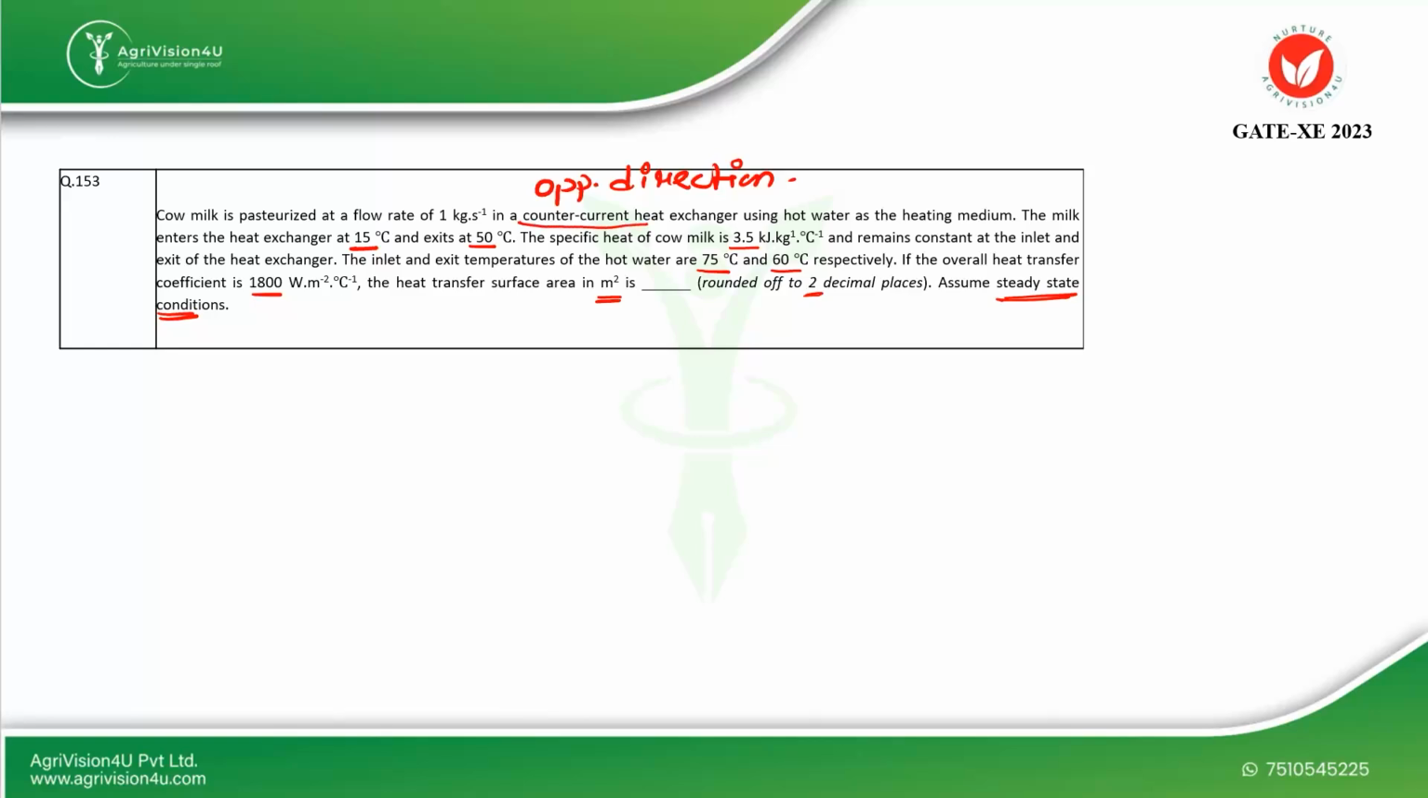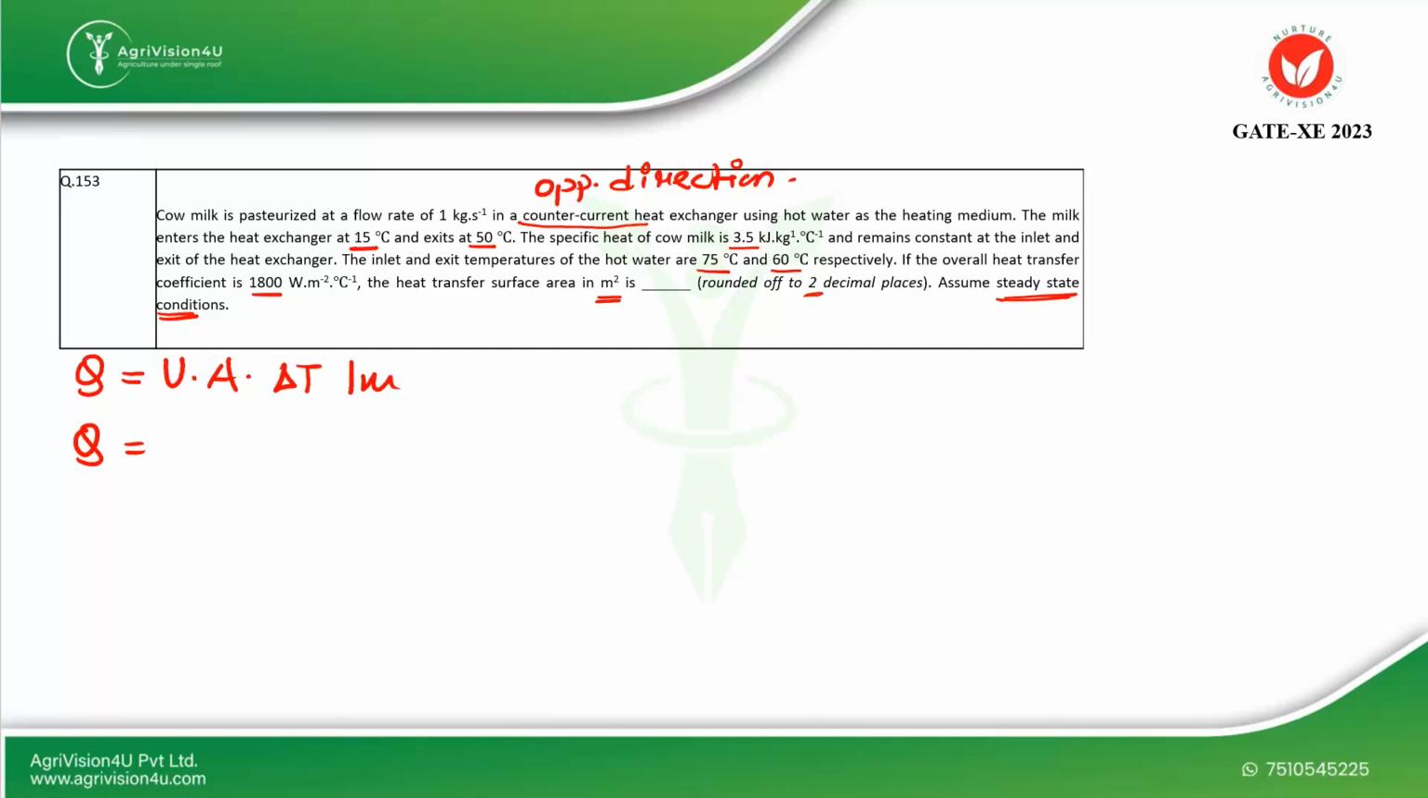And we know a formula, the heat transfer equation, that is Q equal to U into A into delta T Lm. Q is the heat transfer rate, U is the overall heat transfer coefficient, A is the heat transfer surface area, and delta T Lm is the logarithmic mean temperature difference. So first we have to calculate the heat transfer rate Q.